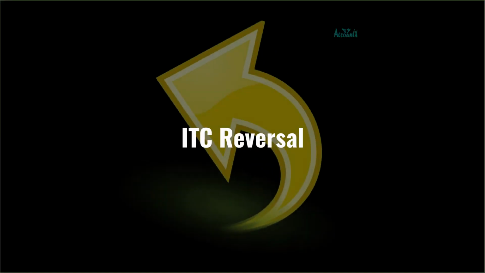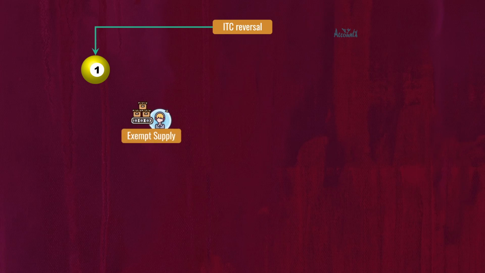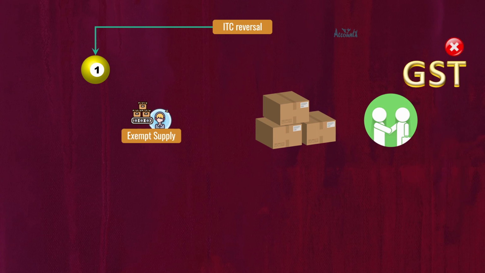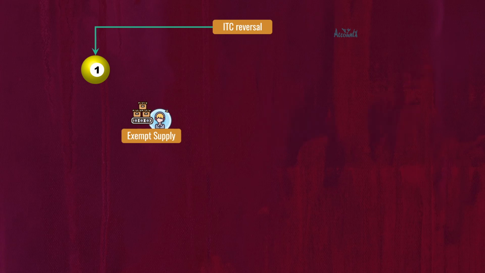Let us now talk about ITC reversal. Why do you reverse ITC? ITC reversal can be because of 2 main reasons. Let's talk about the first reason, exempt supply. If you are into supply of goods or services on which GST is not applicable, then you need to reverse proportionate ITC or ineligible ITC. That is, transactions on which input tax credit is specifically disallowed, which is also known as block credit.